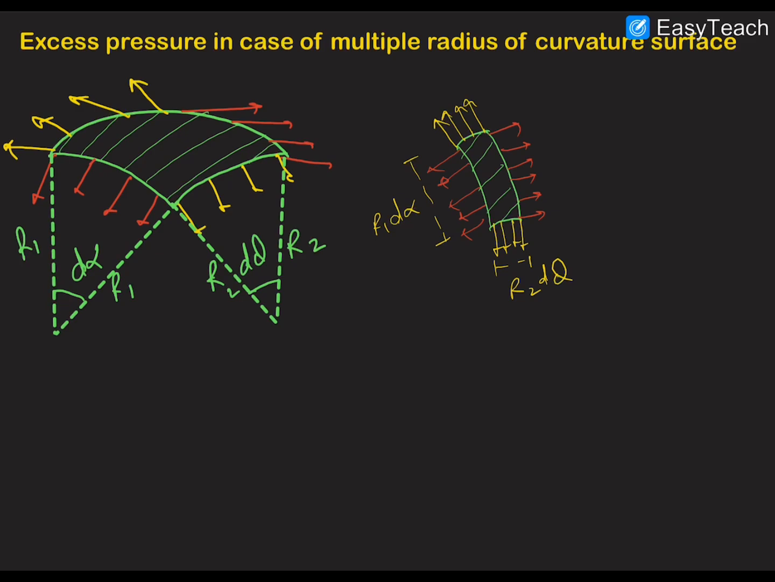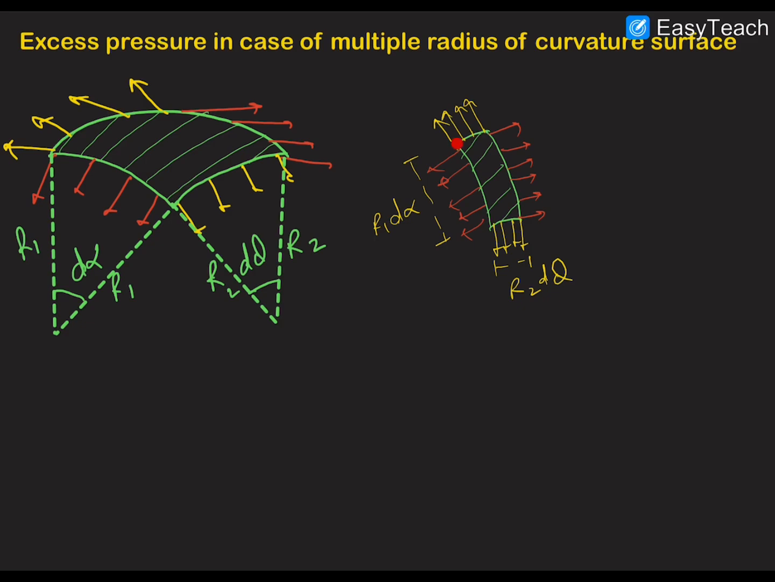In this video we are going to discuss the excess pressure in the case of multiple radii of curvature. So let us discuss a liquid film whose shape is like this and it has two curvatures. One is this and one is this.